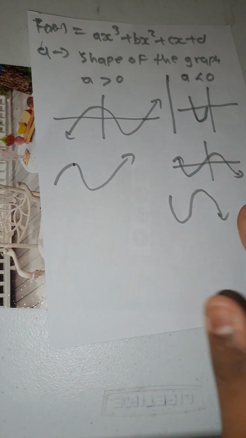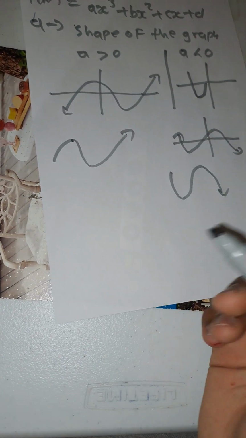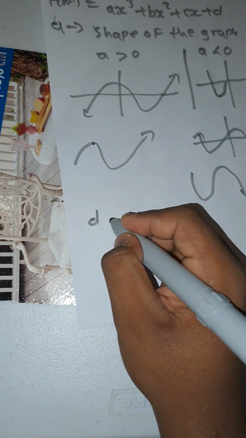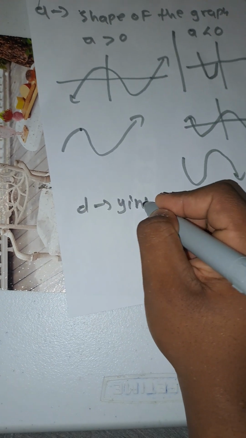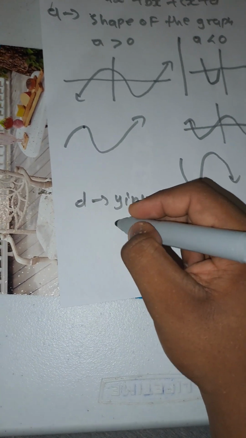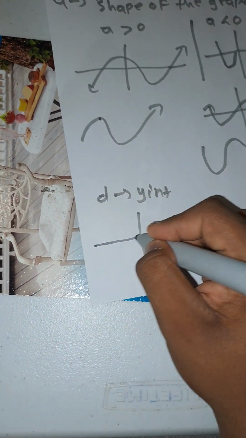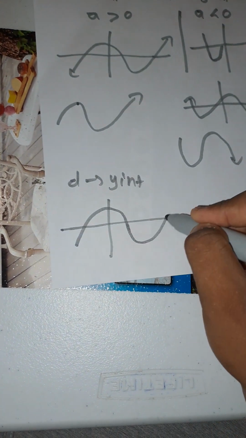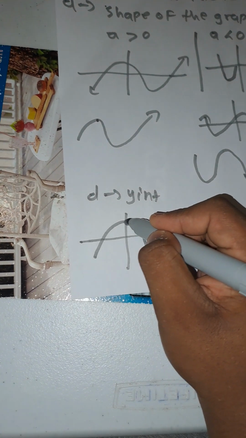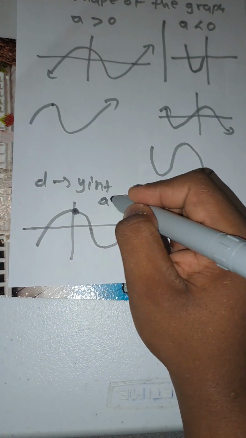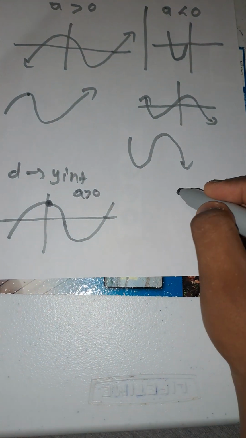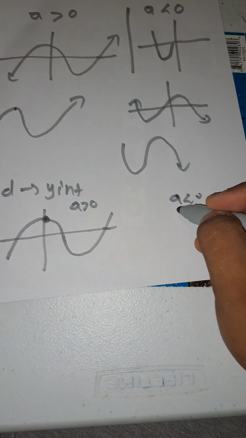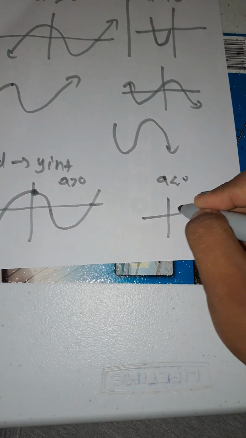Okay, so let's check the role of d. The role of d, d is the what? The y-intercept. So it's going to be something like this, guys. In my graph, the y-intercept is going to be here, for a greater than 0, and for a less than 0 it's the same thing, guys.